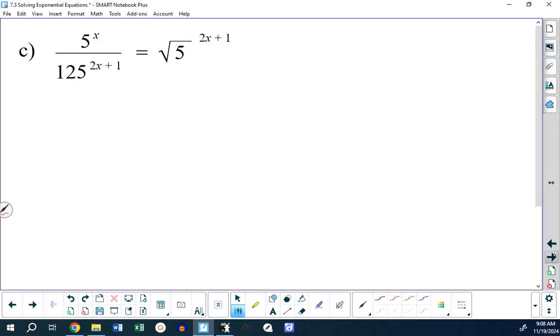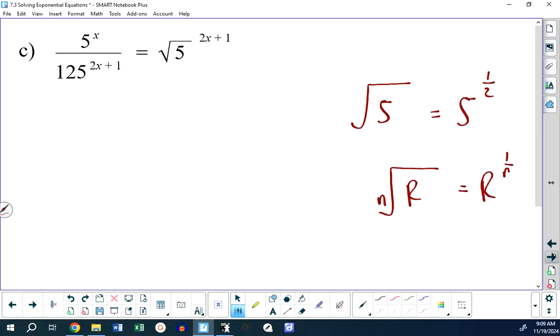Okay, so it gets more difficult, obviously. It's clear that there's a common base here. Let's talk about root 5 first. Root 5 is the same as 5 to the half. You learn in Math 20 that the nth root of a radicand will be the radicand raised to the reciprocal of n. So if it was a cube root, we would raise it to the third. If it was a fifth root, we would raise it to the fifth.